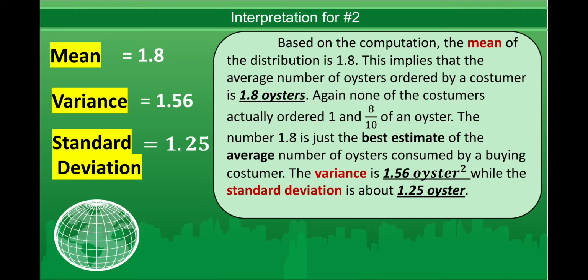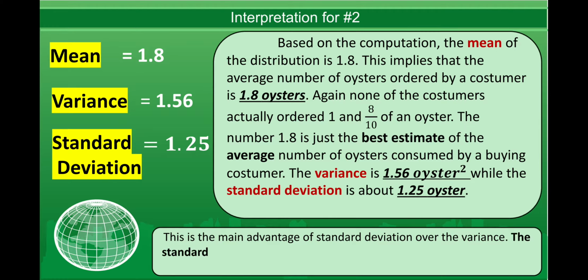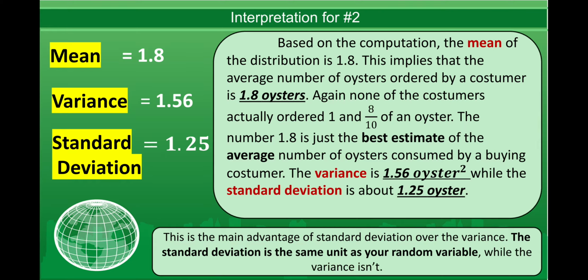The variance is 1.56 oyster squared, while the standard deviation is about 1.25 oysters. So this is the main advantage of a standard deviation over the variance: the standard deviation is in the same unit as your random variable, while the variance isn't.